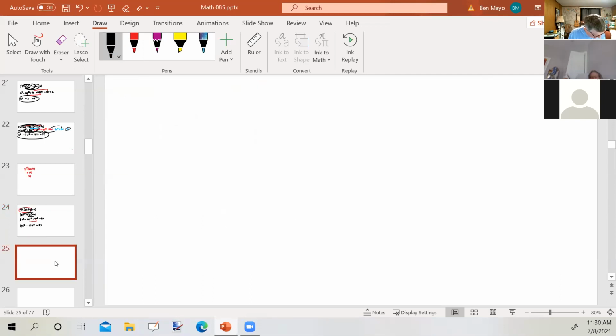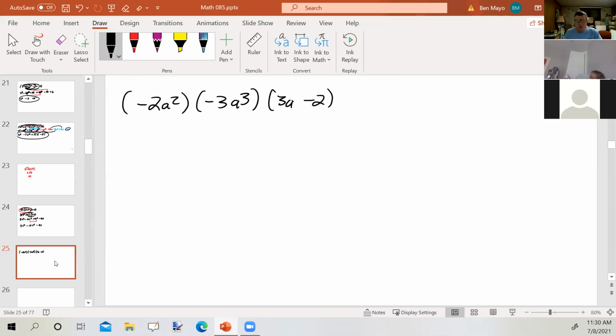Here we have negative 2a squared times negative 3a cubed times 3a minus 2. The first two factors we're not going to be distributing. It's just pure multiplication. Negative 2 times negative 3 is positive 6, and then a to the 5th power. All of that times the 3a minus 2.